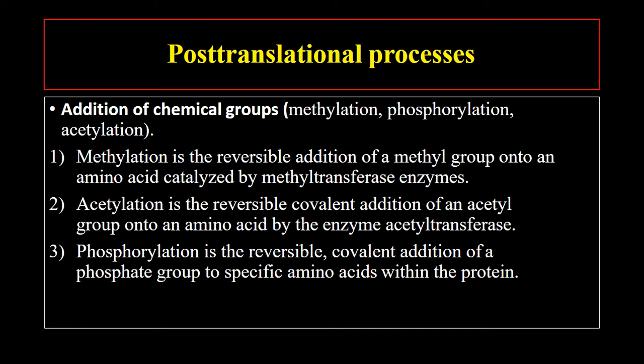Following translation, small chemical groups can be added onto amino acids within the natural protein structure. Examples of such modifications which add chemical groups to the target protein include methylation, acetylation, and phosphorylation. Methylation is the reversible addition of a methyl group onto an amino acid catalyzed by methyltransferase enzymes. One example of a protein which is commonly methylated is a histone.